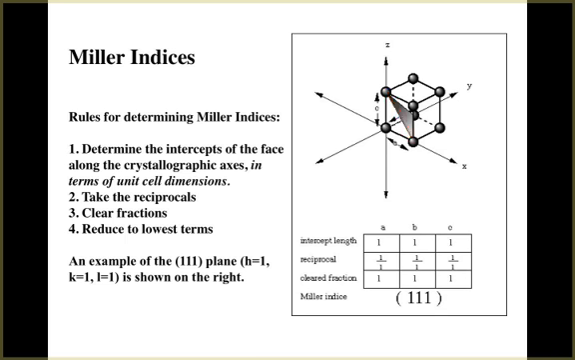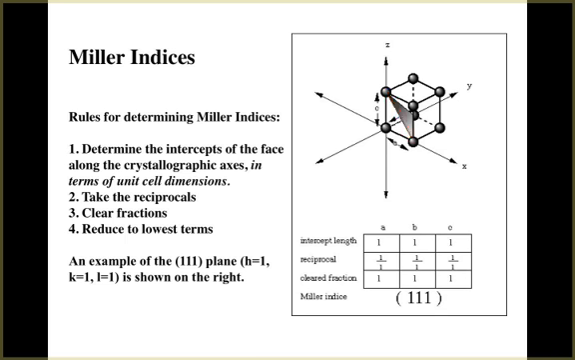Another example is this sort of plane, and what we're looking at is a plane that intersects the A and C axis 1 unit away, but is parallel to the Y axis. It never intersects. And so the intercept length for the A axis is 1, the B axis is infinity, and for the C axis is 1 also. You take the reciprocal of those values and you clear the fractions, you get 101 for that Miller index.